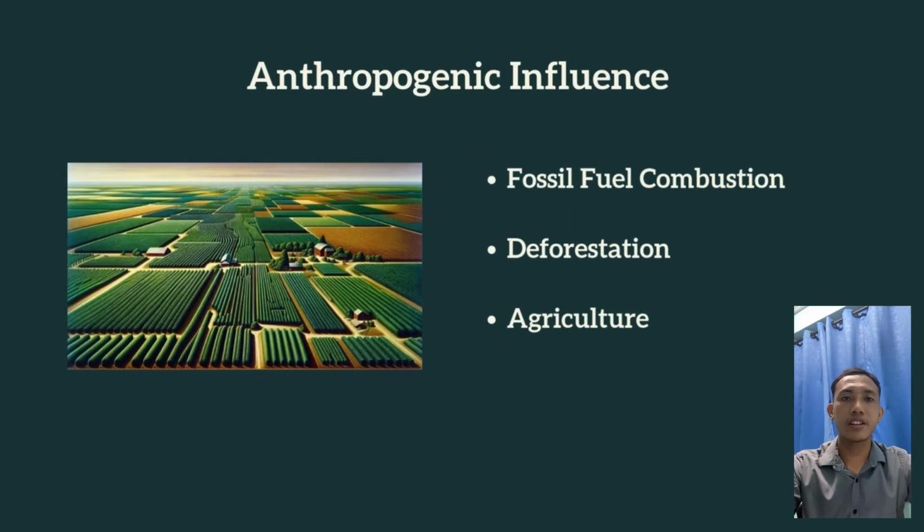The first one, anthropogenic influence. Human activities, especially since the Industrial Revolution, have significantly impacted the carbon cycle. Burning fossil fuels like coal and oil releases billions of tons of carbon dioxide annually, disrupting natural balances.